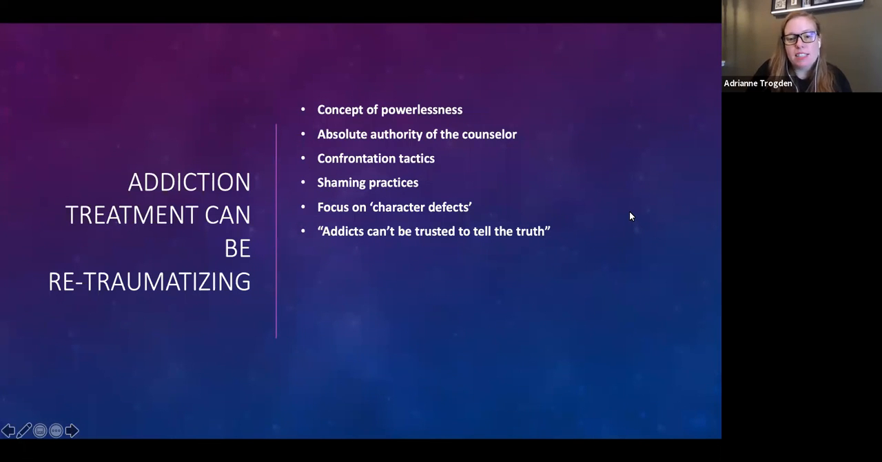The idea that addicts can't be trusted to tell the truth. Some of this is just messaging that clients have heard, not necessarily from treatment programs, but from stigma in the community that we don't want to be a part of reinforcing in our treatment programs. So avoiding stereotypes and stigmatizing language like this also avoids the client being re-traumatized.